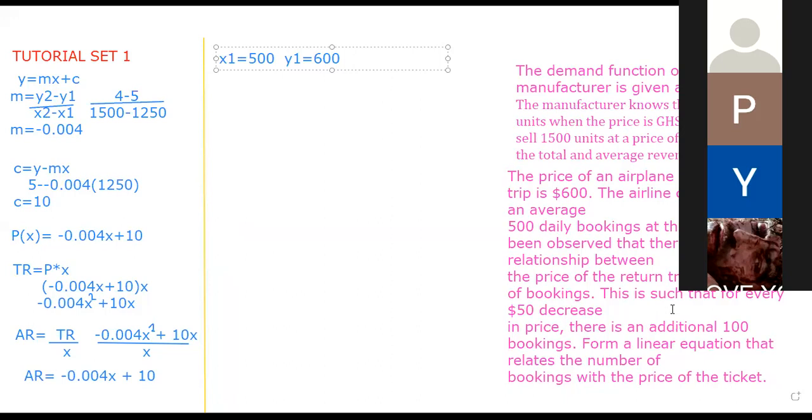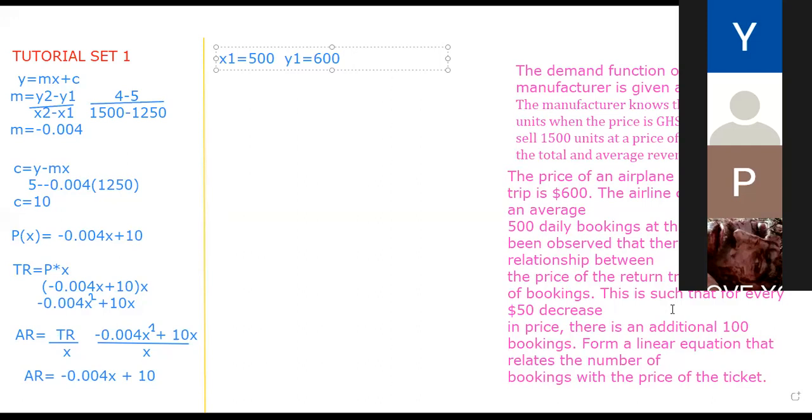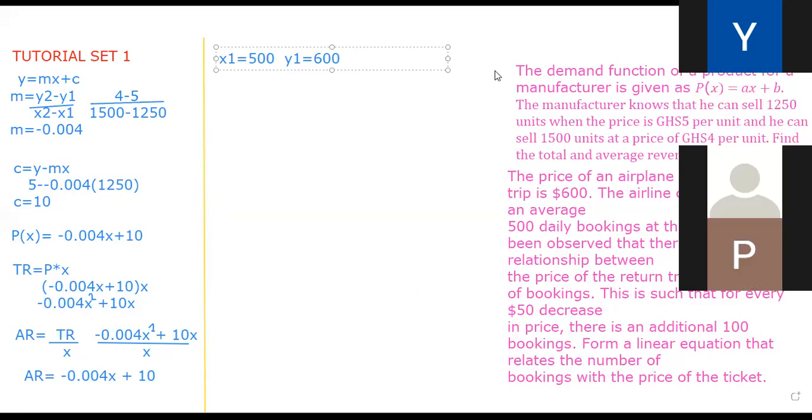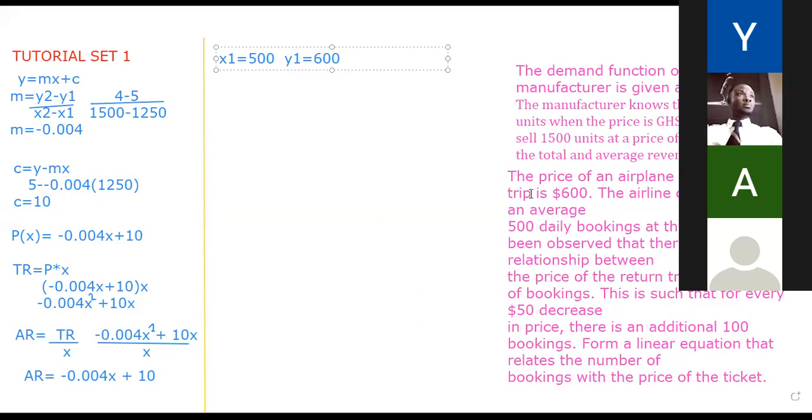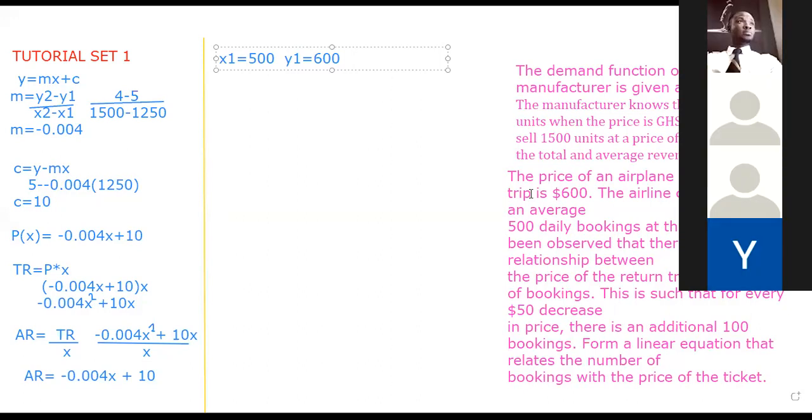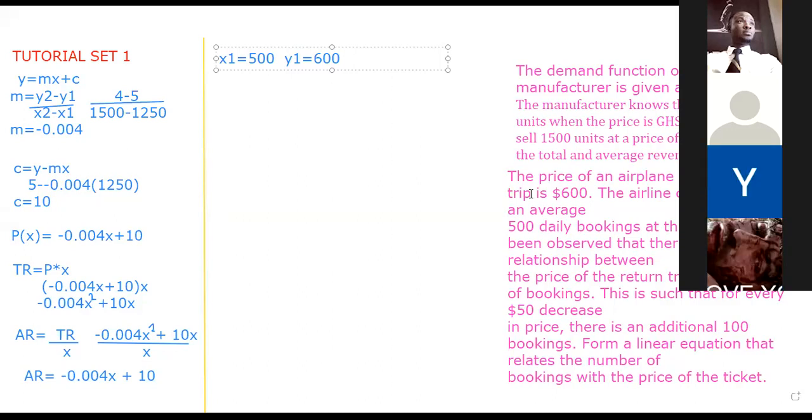Who understands this statement? Who can explain it to us? Meek, your hand is up. Yes. I understand that with the X1, Y1, if we decrease the price of 600 cedis by 50, it comes to 550. The quantity would increase from 500 to 600. Okay, thank you very much. That is an excellent explanation.